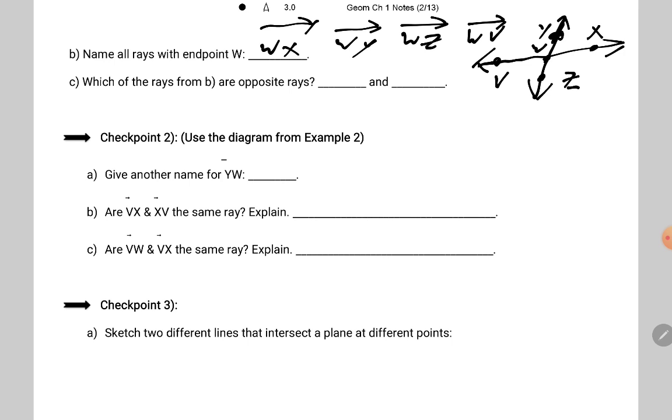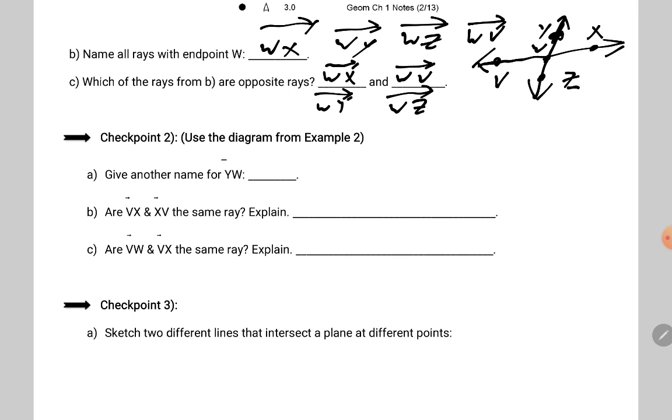So which of the rays from B are opposite rays? So opposite rays means they start from the same location, but they go in opposite directions. So for example, WX and WV. One's going to the right, one's going to the left. Same thing with WY and WZ, up and down.